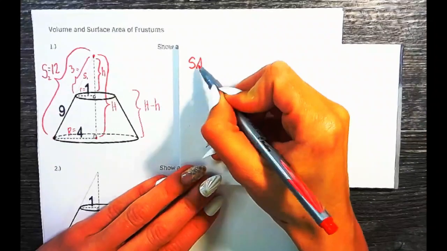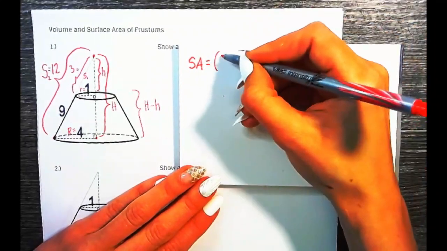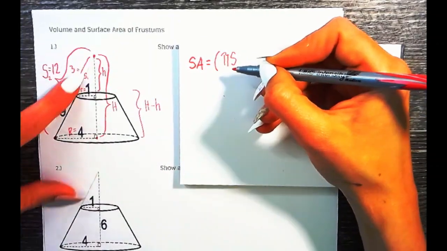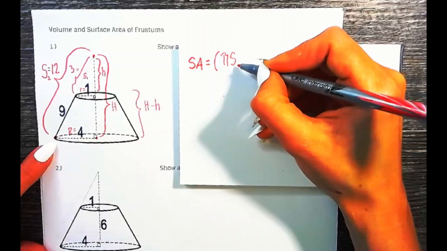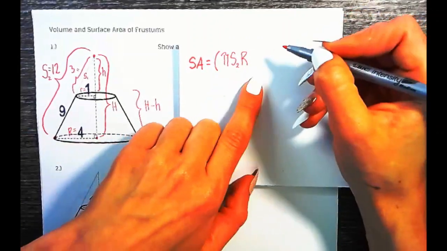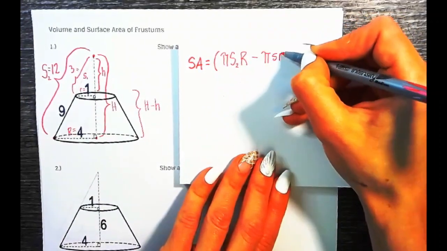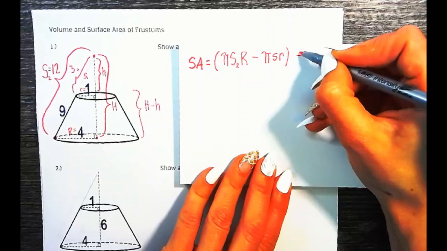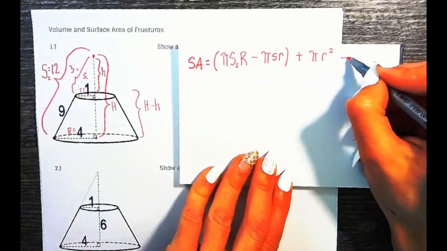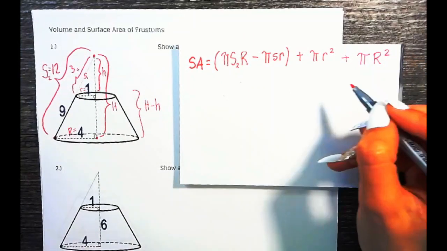The surface area of my conical frustum is pi s. We're going to do the bigger one first, so we might call that S2. R, or maybe you just know it's a capital S because with the capital R, whatever you need to do, minus pi SR plus pi r squared for the top plus pi r squared for the bottom.